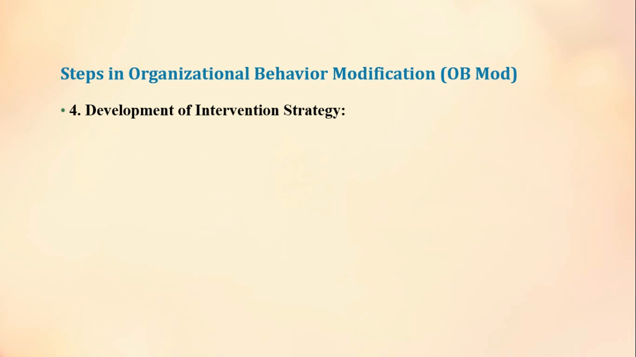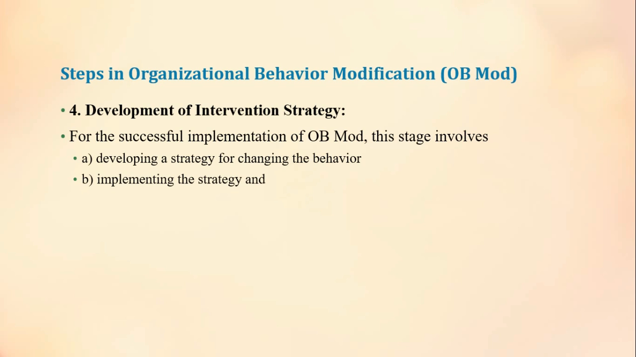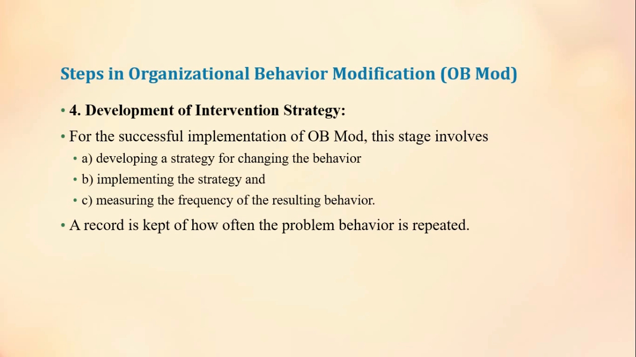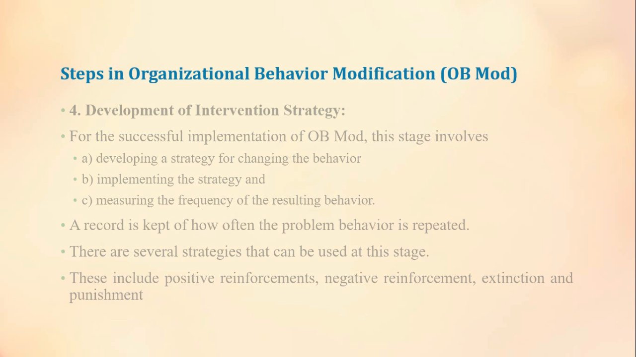Step 4, development of intervention strategy. For the successful implementation of organizational behavior modification, or simply OB-mod, this step involves developing a strategy for changing the behavior, implementing the strategy, and then measuring the frequency of the resulting behavior. For this purpose, a record is kept of how often the problem behavior is repeated. There are several strategies that can be used in this stage. These include positive reinforcement, negative reinforcement, extinction, and punishment.